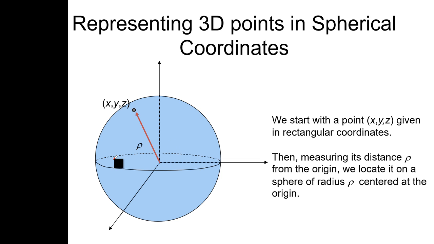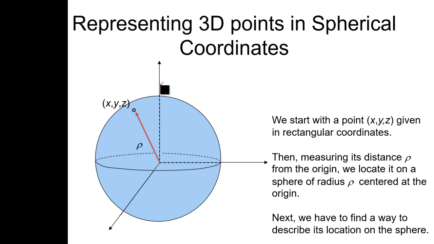So if I have an XYZ plane, how will you represent a point? Just XYZ will represent a point, but the same point can also be represented in a spherical polar system. So one thing is, you have to measure the distance of that point from the origin, and then we have to find a way to describe its location on the sphere.